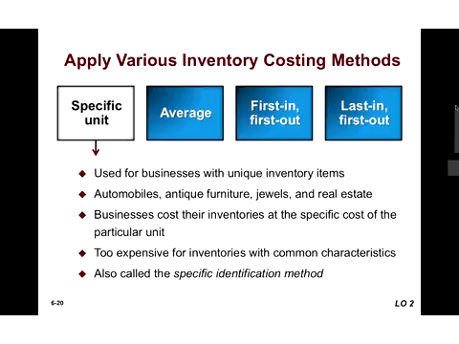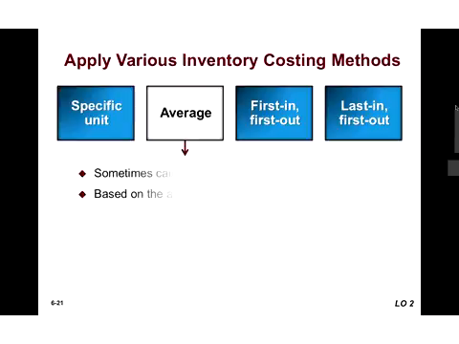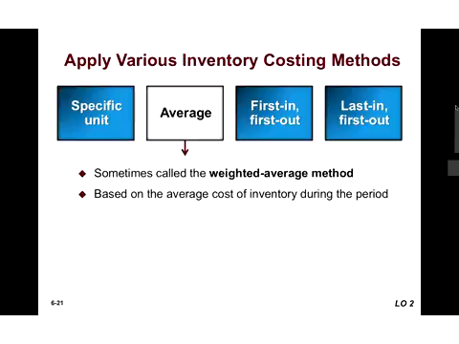Then we go on to average. We call it weighted average. Sometimes we can just shorten it to average, but it is weighted average, meaning you just can't divide by 2. You have to weight it with the number of units. It's based on the average cost of inventory during the period.